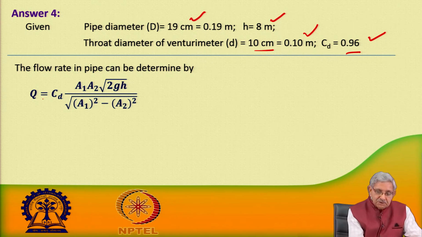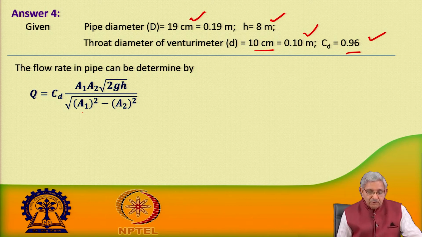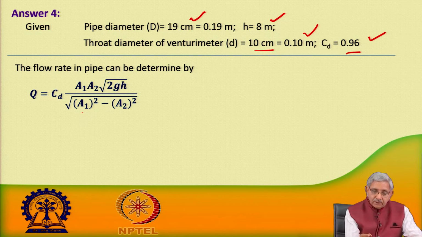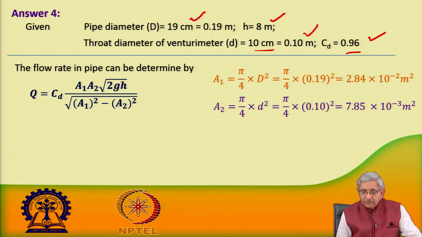The discharge through a pipeline can be given by Q equal to C D into A 1 into A 2 into square root 2 G H, divided by square root of A 1 square minus A 2 square. Now, A 1 refers to the area of cross section of the pipe, A 2 refers to the area of cross section of the throat section, and H refers to the pressure head difference. So, for these two diameters we need to find out the area.